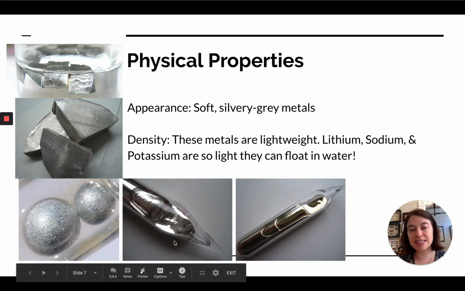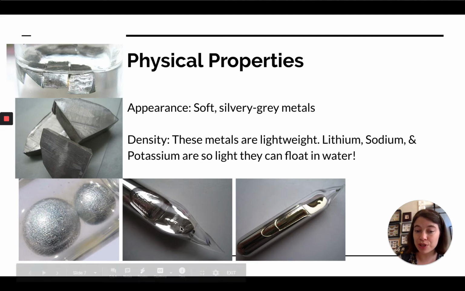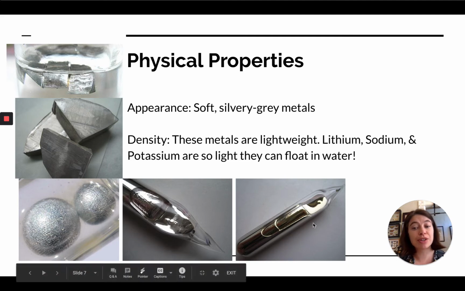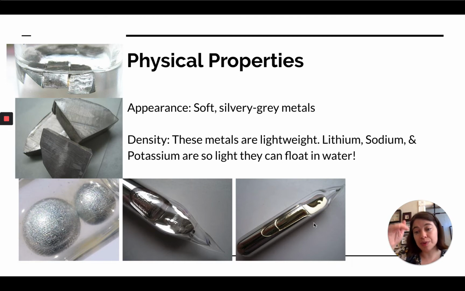This is cesium. You can see cesium is actually a liquid at room temperature. And this is francium, which is also a liquid at room temperature. As you go down that row, their melting points get lower and lower. So the first three are solids at room temperature, but cesium and francium are liquids at room temperature.